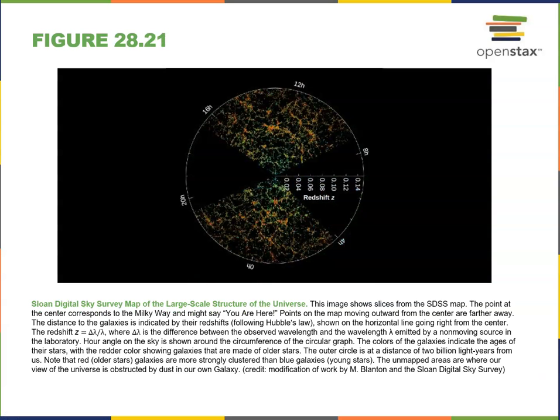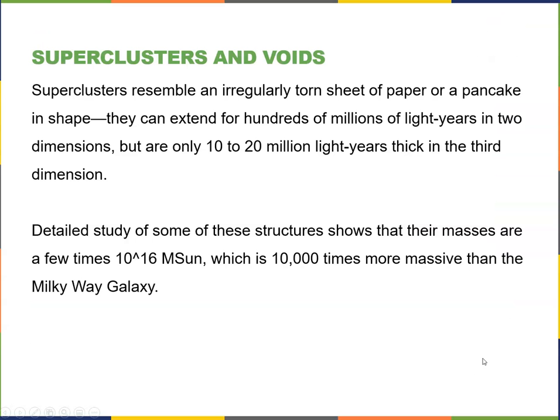So the largest universe mapping project to date is the Sloan Digital Sky Survey. Here we can see a plot of the distribution of galaxies, as mapped by this survey. To the surprise of astronomers, maps like this one show that clusters of galaxies are not arranged uniformly throughout the universe, but instead they're found in huge filamentary superclusters. These superclusters resemble an irregularly torn sheet of paper or a pancake in shape. They can extend for hundreds of millions of light years in 2 dimensions, but they're only 10 to 20 million light years thick in the 3rd dimension.